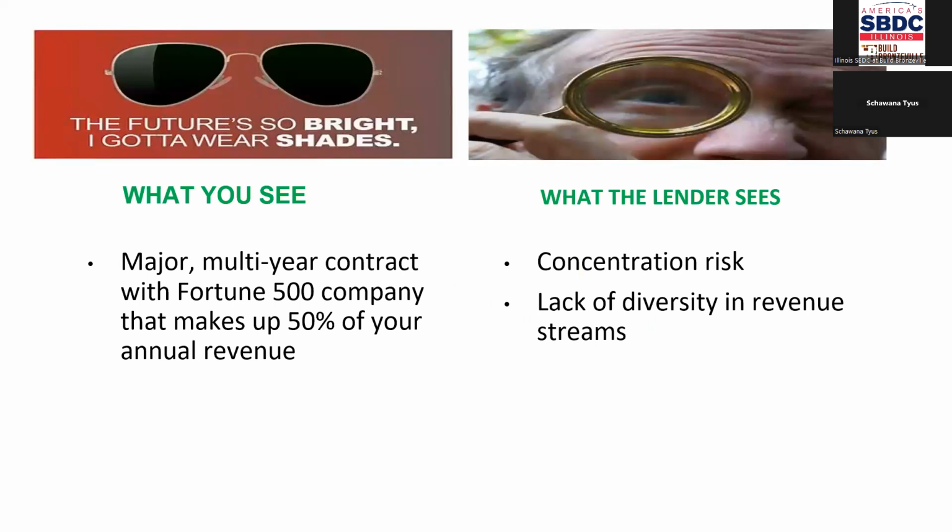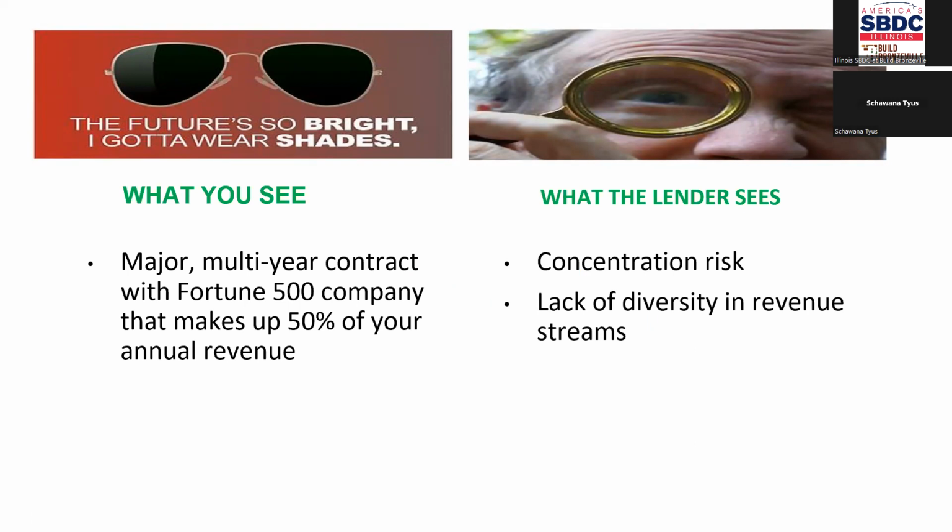So let's talk about how a small business owner sees things and how the lender sees things. If you'll notice, the business owner on the left hand side has their shades on. They're ready for the world. They're ready to launch that dream. They're ready to get out there and make it happen. But the lender has the magnifying glass. He's very closely scrutinizing what it is that you are proposing to bring into the marketplace.